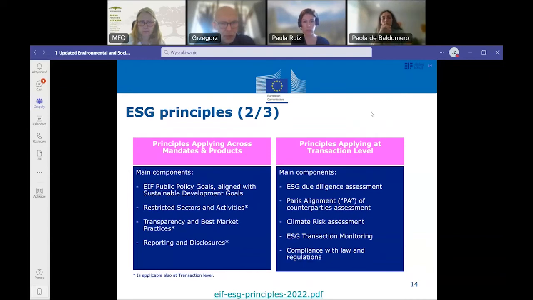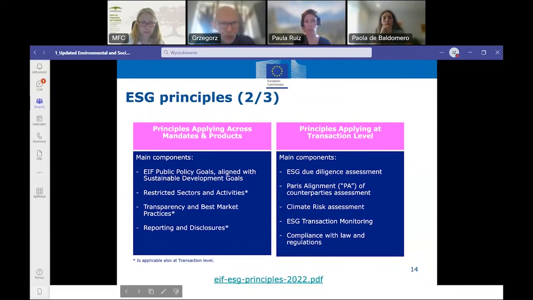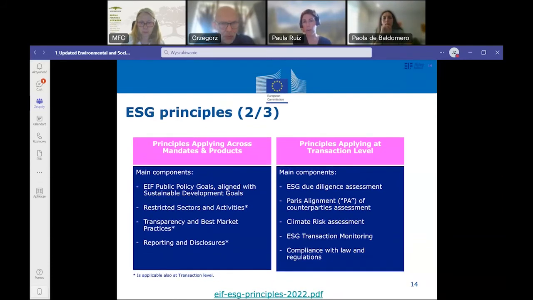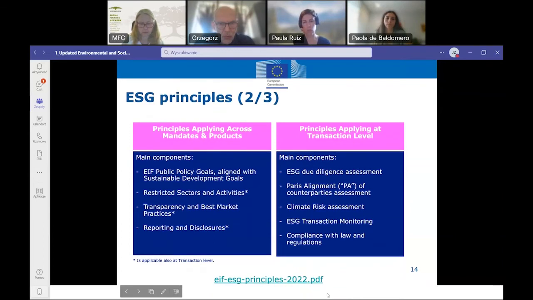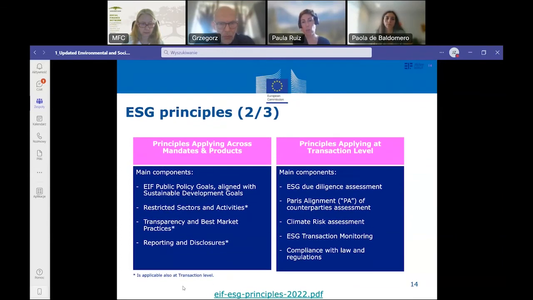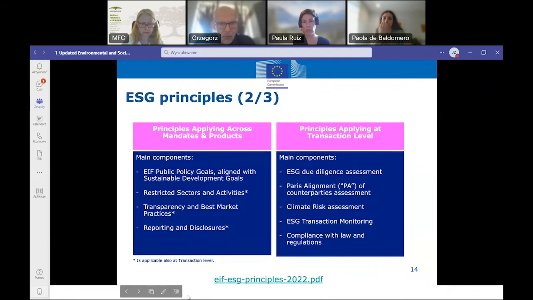Then we have these restricted sectors and activities, transparency and best market practices, and reporting and disclosure. These three also apply at transaction level. On the ESG due diligence, Paris alignment, climate risk, ESG transaction monitoring, so not only pre-selecting the intermediary, but also post, on a reporting basis. And then, of course, the compliance with law and regulation, which is the basis for everything. Next slide, please.